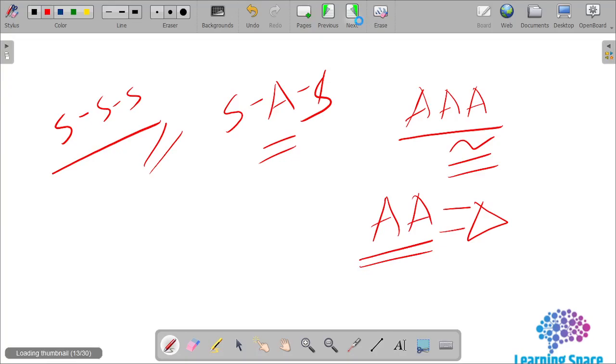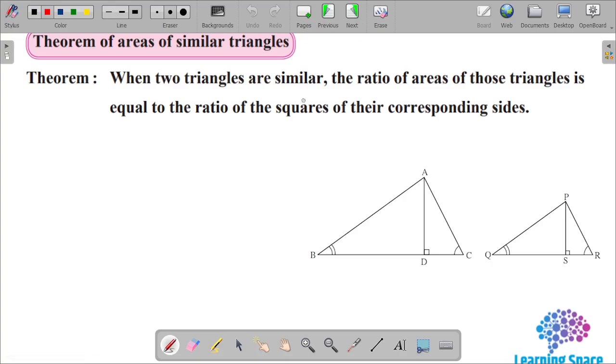So moving forward, we have the theorem of areas of similar triangles. This theorem says if these two triangles are similar, and let the correspondence be ABC one-to-one correspondence with PQR.